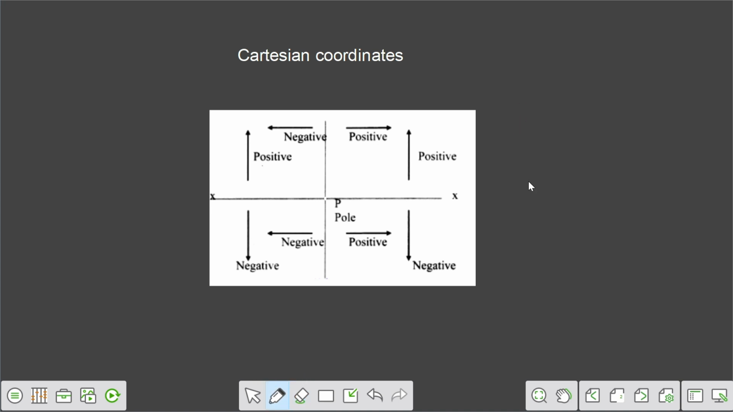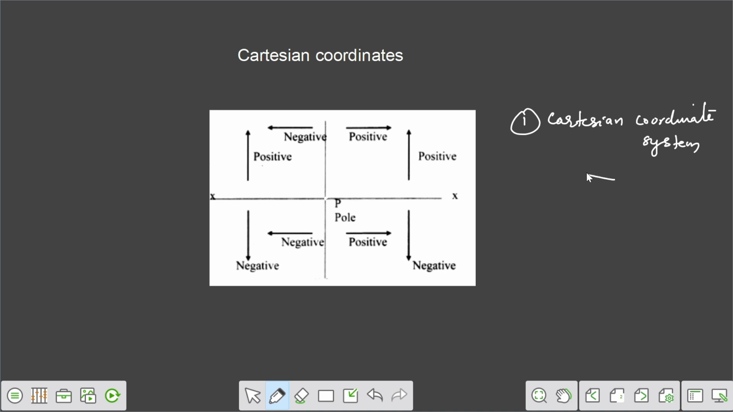So you all are familiar with the Cartesian coordinate system. It has x and y axis. The point where x and y meet is the origin. If we take mirrors, it is the pole, and if we are taking lenses, then it is the optic center.